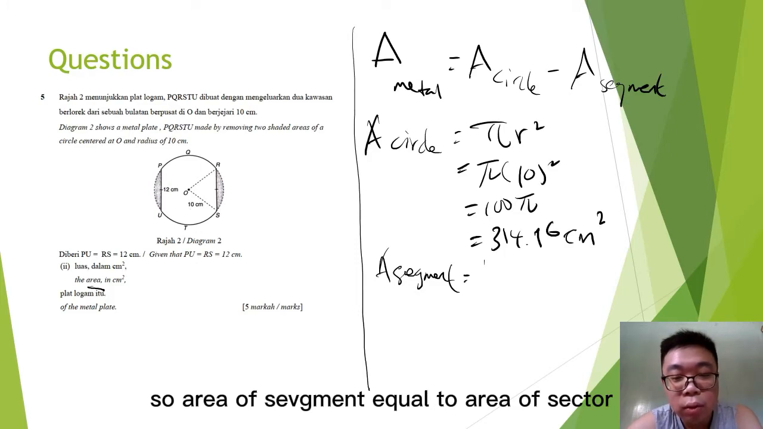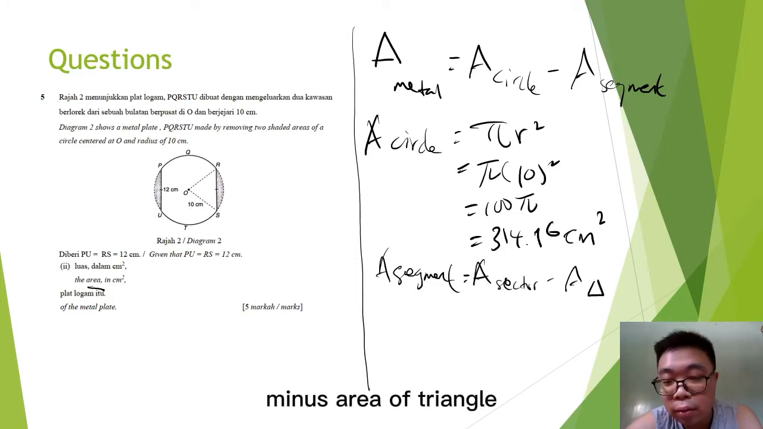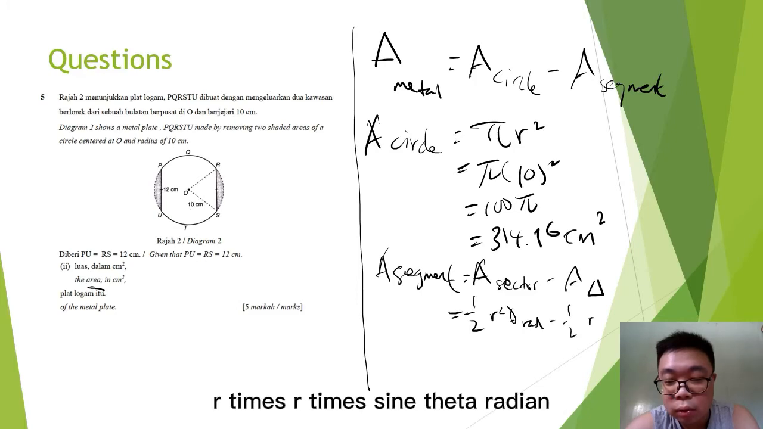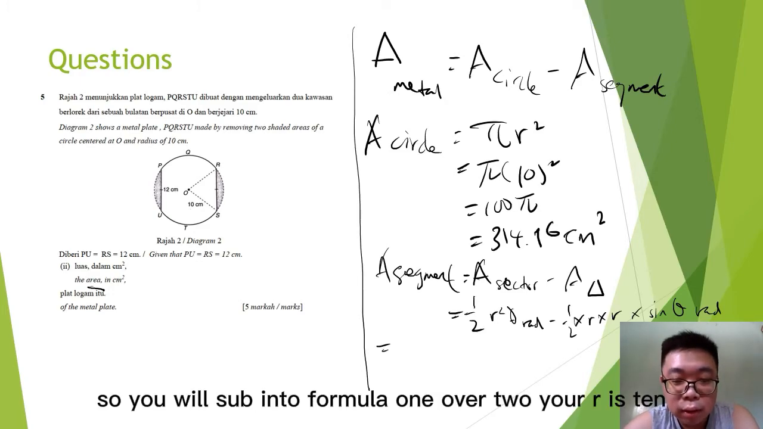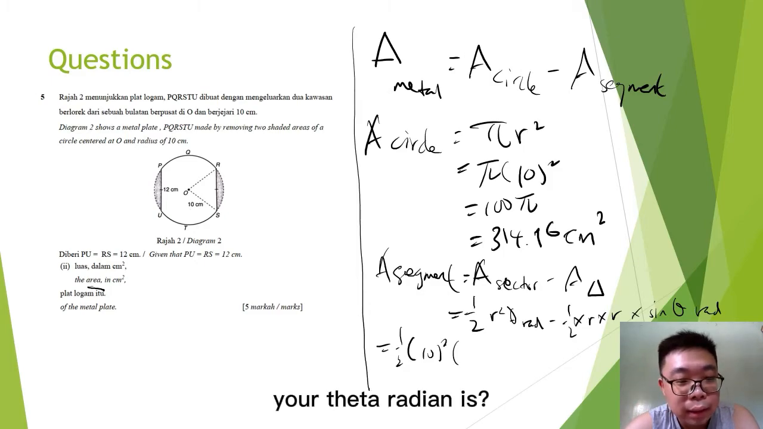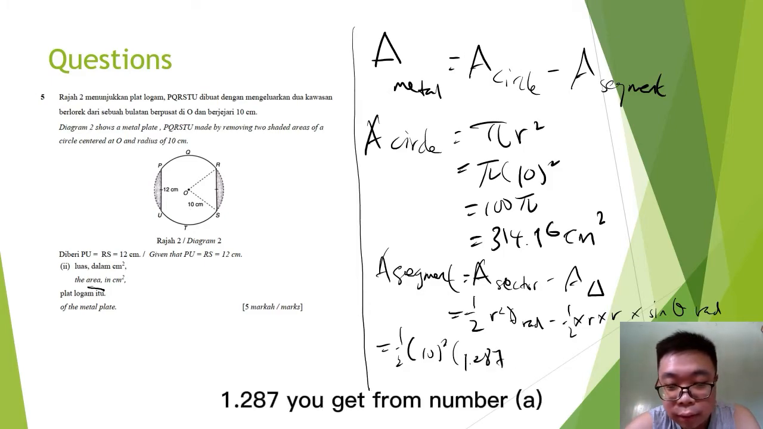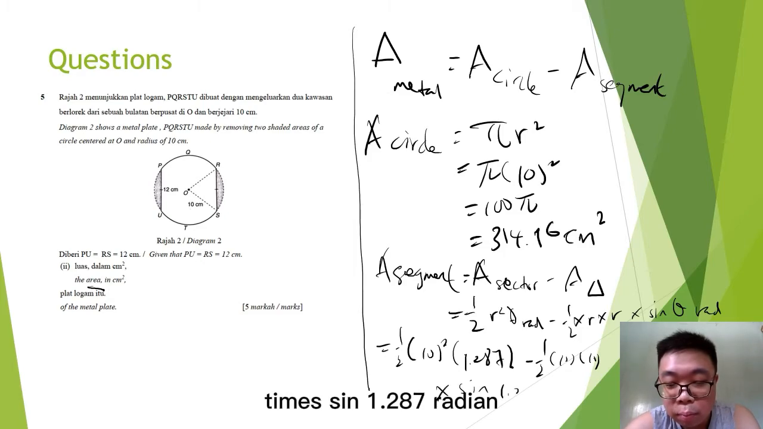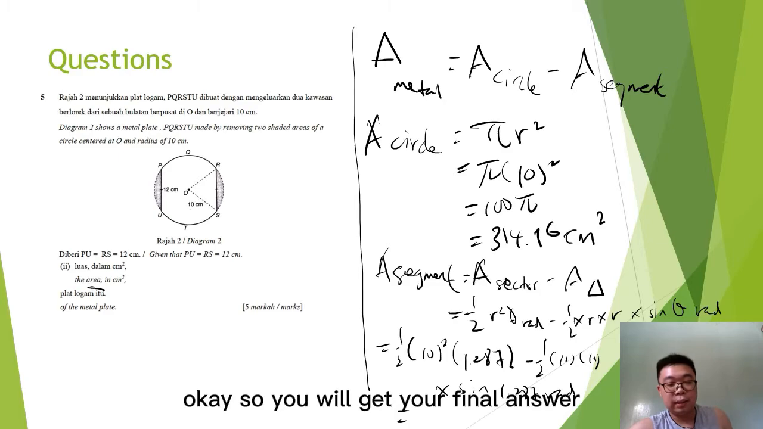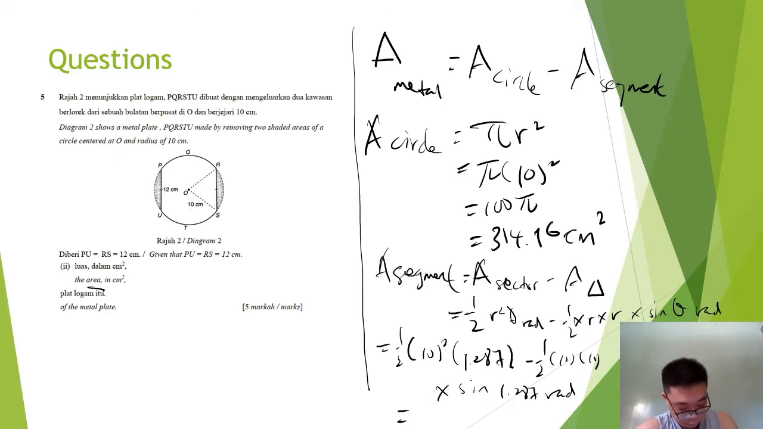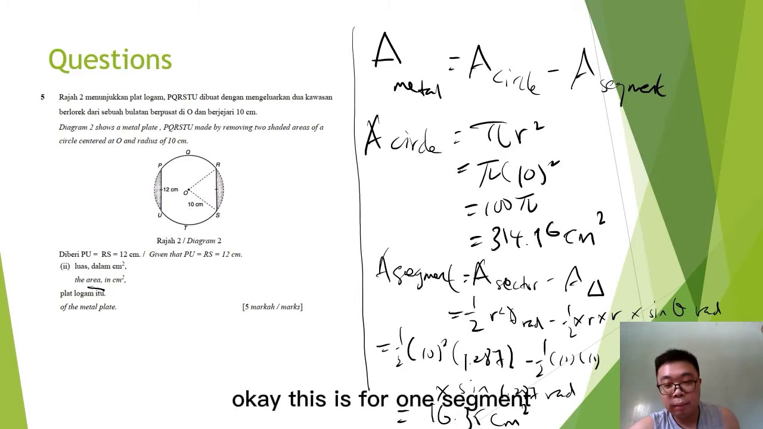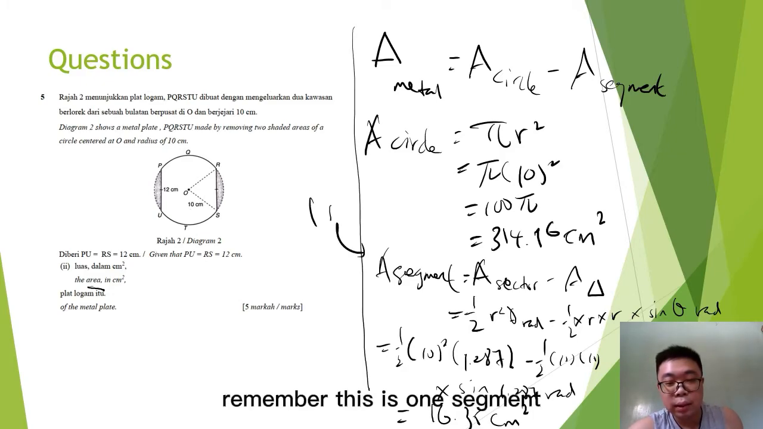And then you calculate area of segment. So area of segment equals area of sector minus area of triangle. So we'll build the formula: area of segment is 1 over 2 r squared theta radian minus 1 over 2 r squared sine theta radian. So we will substitute into the formula: 1 over 2, your r is 10, your theta radian is 1.207 which you get from part A, minus 1 over 2 times 10 times 10 times sine 1.207 radian. So you will get your final answer, which should be 16.35 centimeter squared. Okay, this is for one segment. Remember this is one segment.